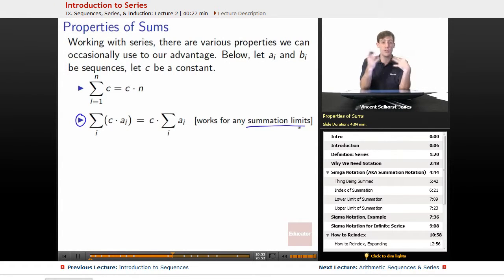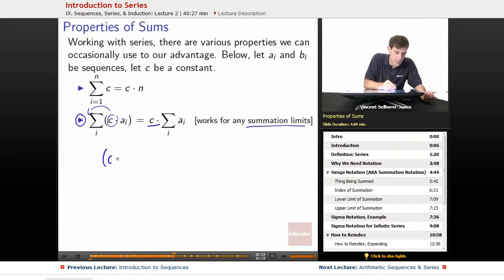Next up, we've got the summation of a constant times a term, and this will work for any summation limit. The only thing we have to care about is the index. You can start with any lower limit, any upper limit, including an infinite sum. It's still going to work out the same. So for the sum of c times a_i, we can pull out the constant and bring it to the front, and it's c times the summation of a_i. So why is this the case?